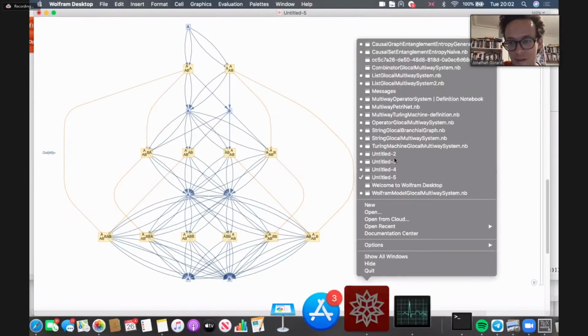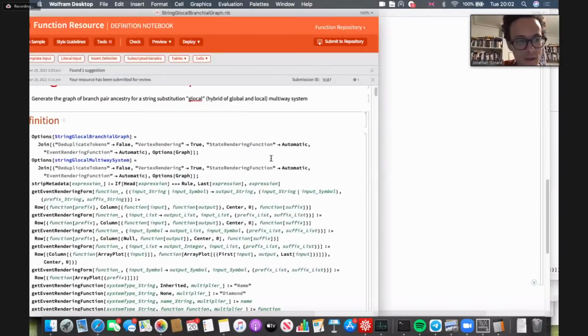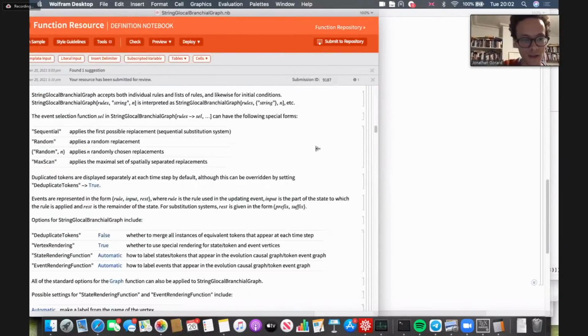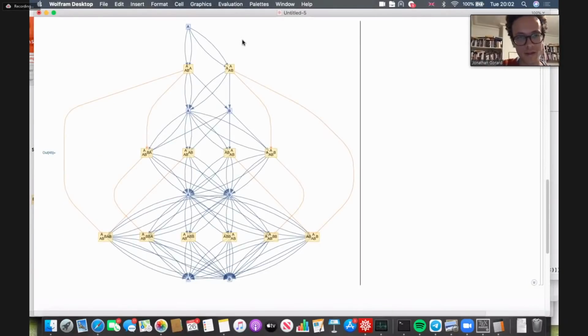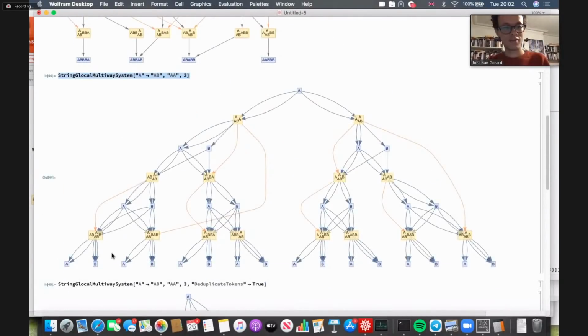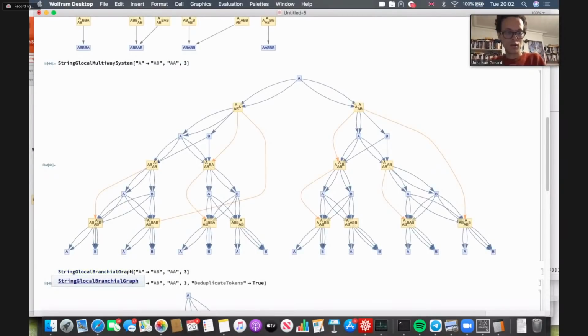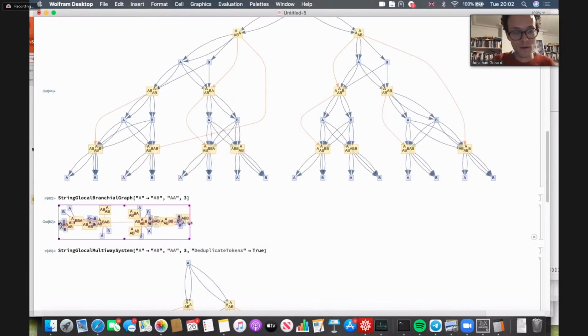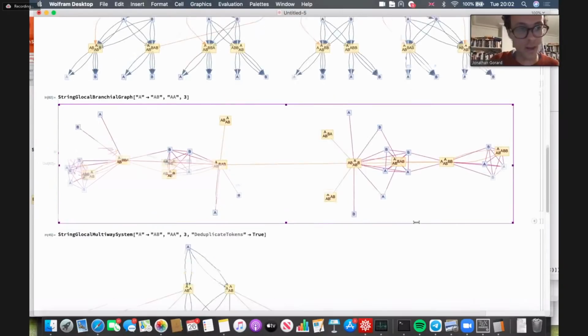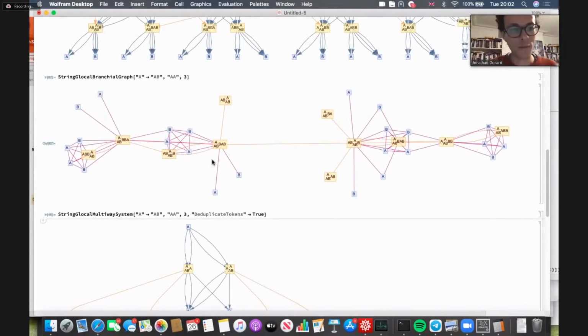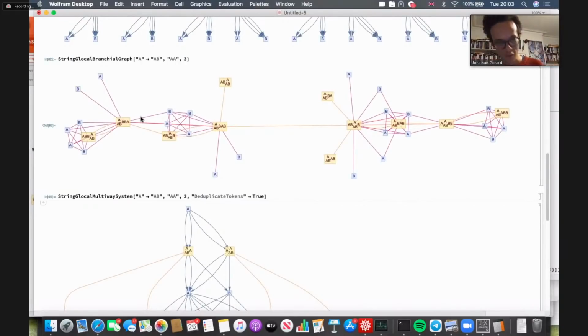Okay, let me show you something else. If I take this thing, run that. Okay, so let's take this and just show its branchial space. So this is what a glocal branchial graph looks like. You'll notice there are essentially three different kinds of edges here: token to token, token to event, and event to event. The token to token and token to event edges are colored in purple, and the event to event edges are colored in orange, for reasons that will become clear in a moment.